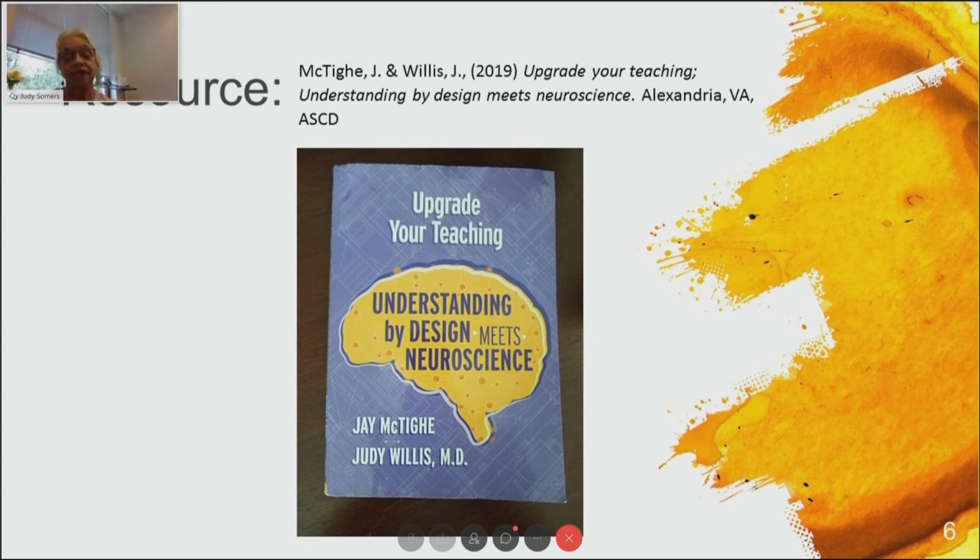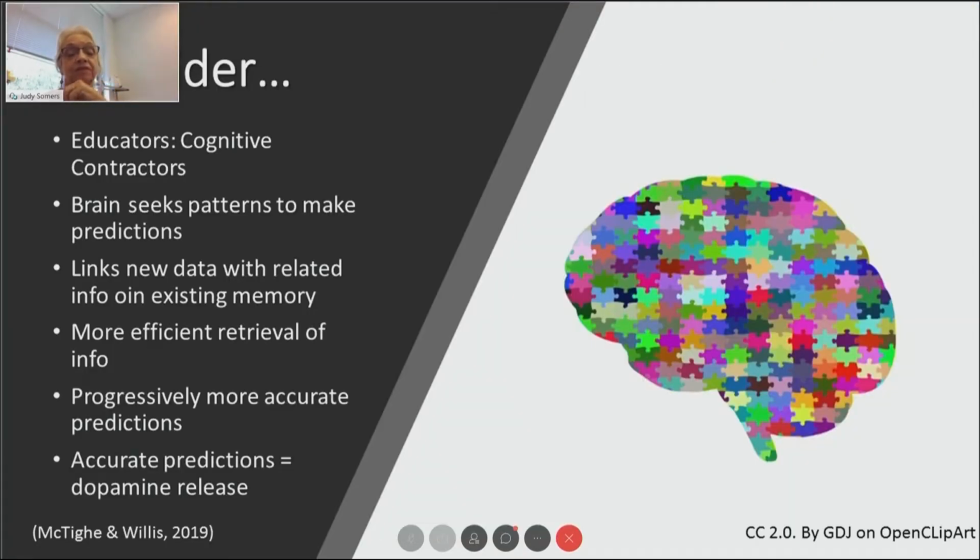So this is a photograph that I took of the book, and it's Jay McTighe and Judy Willis, Upgrade Your Teaching: Understanding by Design Meets Neuroscience. It's an ASCD book that is fascinating. It really is. I was drawn to it because it combines two things that I am very fond of and very interested in. So let's take a look at some of that information.